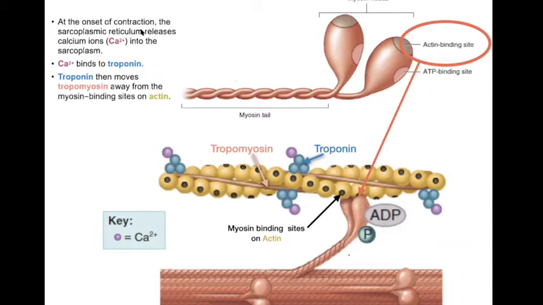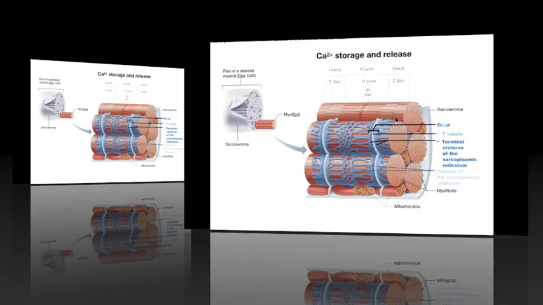You'll see that right before the contraction, calcium is going to be released from the sarcoplasmic reticulum that is going to be surrounding the whole sarcomere. We'll put it all together at the end, right? We're just going into detail over here.